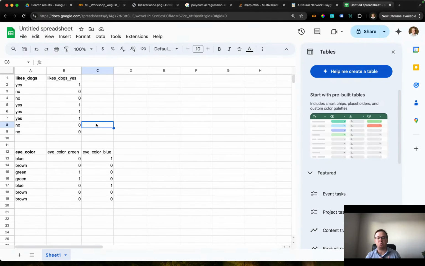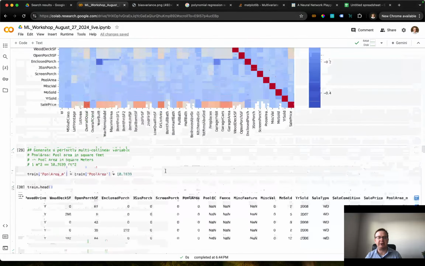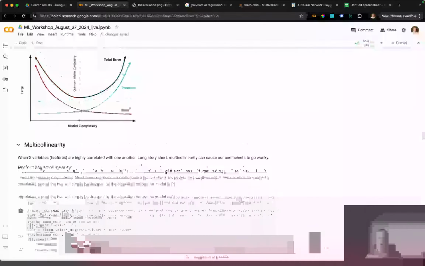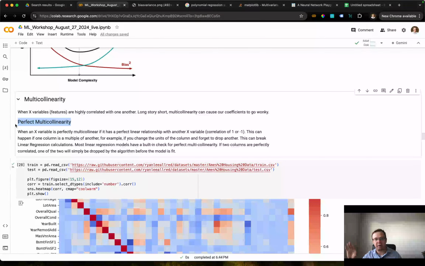Most linear regression models will account for this automatically for us, and they'll automatically drop one of these categorical columns that is not needed because its information is already captured by the other columns, by these other dummy variables, these other binary variables, synonyms for each other. Okay, that is different from just regular multicollinearity. So perfect multicollinearity means there's a perfect linear relationship, but even just a strong linear relationship can be a problem.